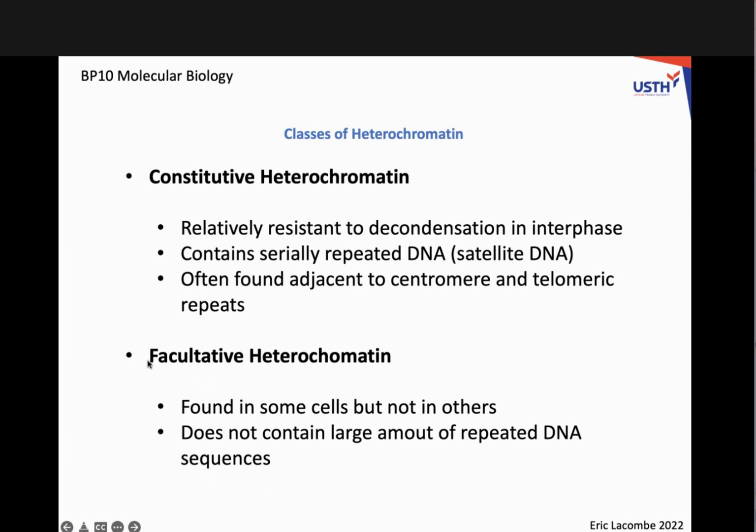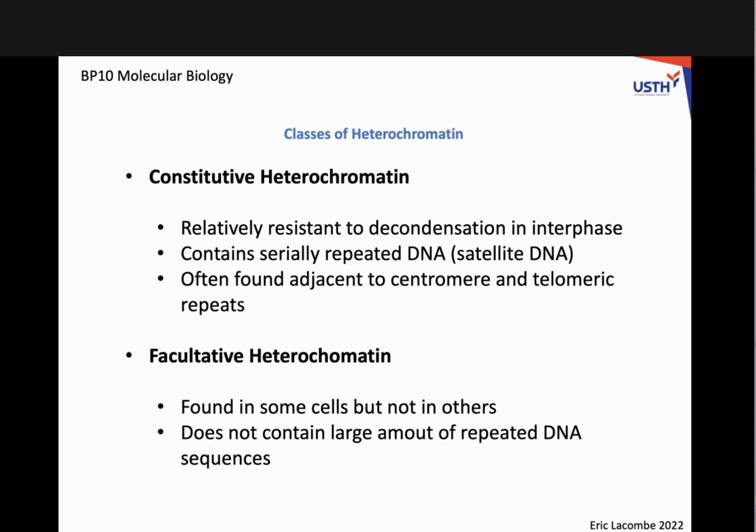If we compare that to facultative heterochromatin, and for us, in terms of gene regulation, it's much more interesting than constitutive heterochromatin. Because facultative chromatin means something very important. It is dynamic, which means that some region in some cells can be relaxed euchromatin, and the same region of the genome in a different organ or different cell can be compact.